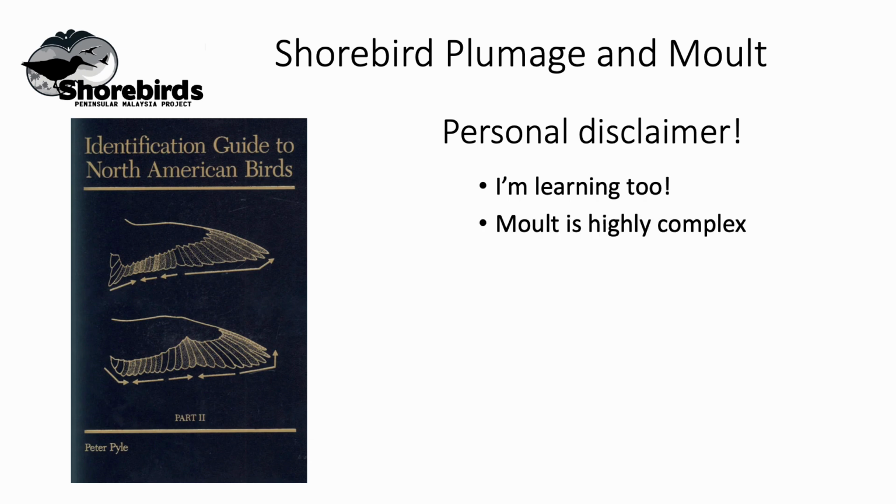As I'm learning, I'm discovering that molt is highly complex. At the beginning of this series, I said that I wanted to try and keep them as simple as possible, but that's become increasingly difficult as I learn more about molt. And in that regard, I would thoroughly recommend some more resources, and chief among them is the book which is pictured on the left here by Peter Pyle. It's The Identification Guide to North American Birds Part 2, which covers alcids and other non-passerines, in particular shorebirds.